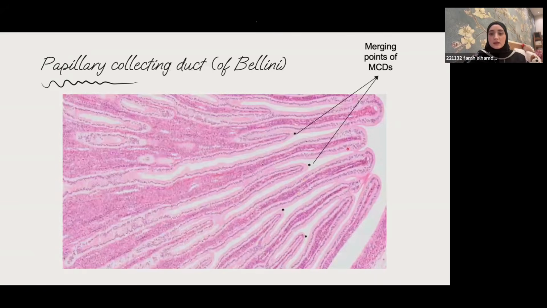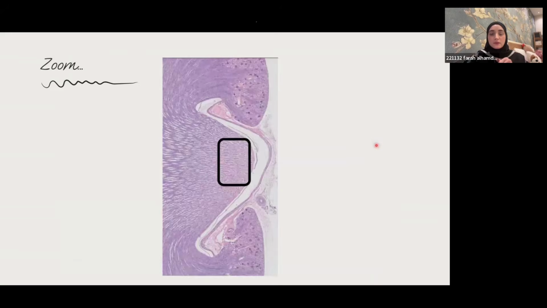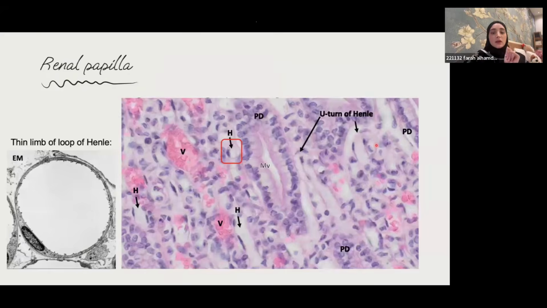Okay, and here, these are the points of merging of the medullary collecting ducts to form the papillary collecting duct of Bellini. Okay, let's zoom into the renal papilla. Okay, this is the renal papilla. Let's talk about all of these types of cells.